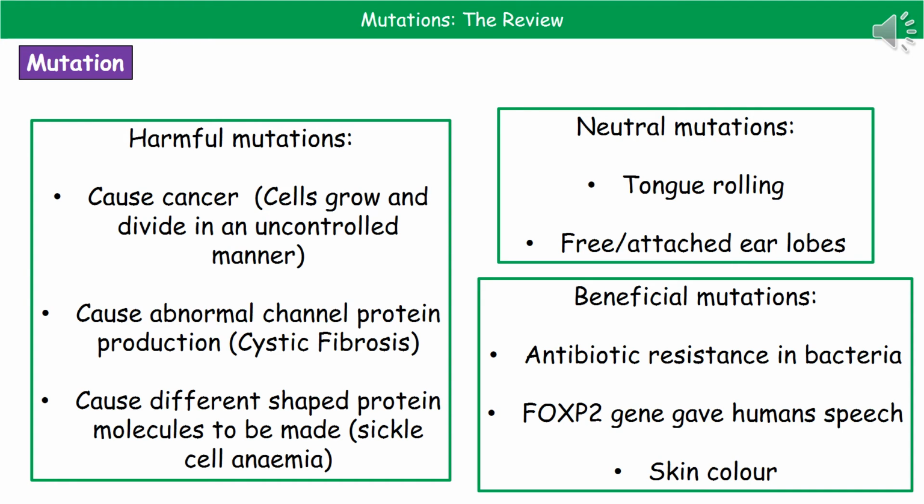So we had a mutation in a gene called FOXP2, and that actually gave us our speech, and the mutation in skin colour that actually allowed us to live in all the different regions around this planet safely.